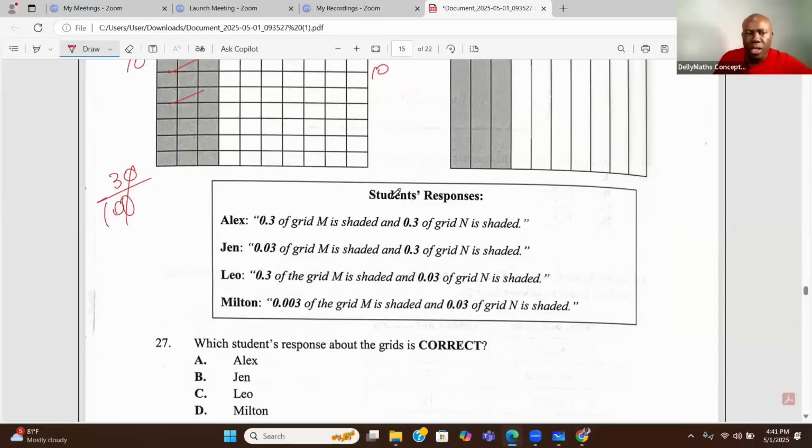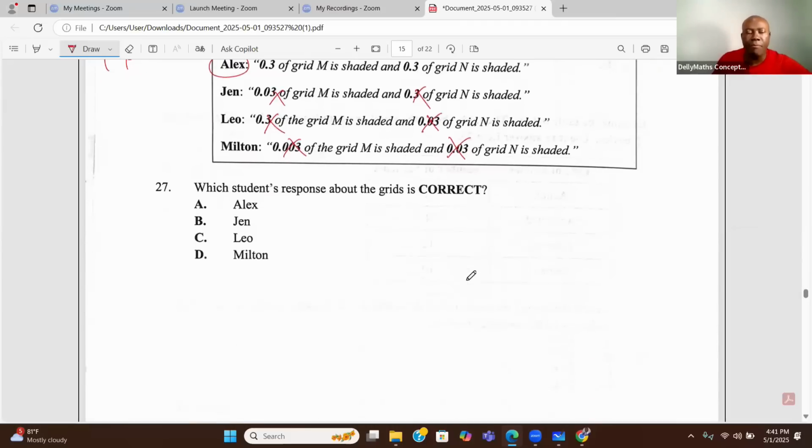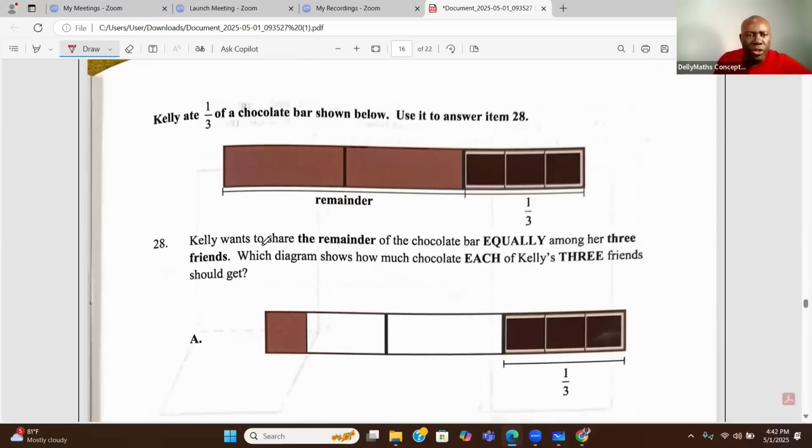So let us hear what they're saying. All right. So this is 3/10, as I was saying here, and this is 30 out of 100, which is the same thing as 3/10. So it says here, Alex, 0.3 of the grid is shaded, and 0.3. I like Alex. This is correct. I'm going to move on because there's only one right answer. The moment I'm seeing 2 different numbers, it's wrong, because we have already seen that they both represent the same when you break it down. So Alex is correct.